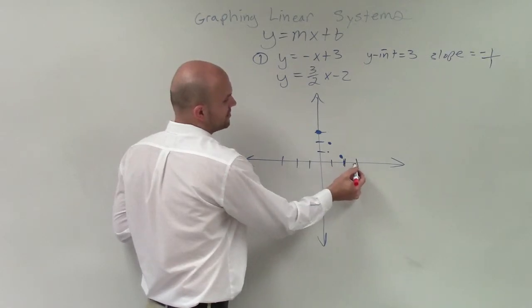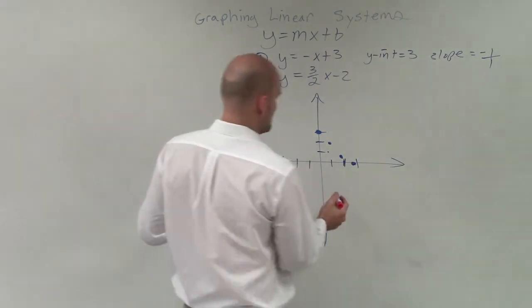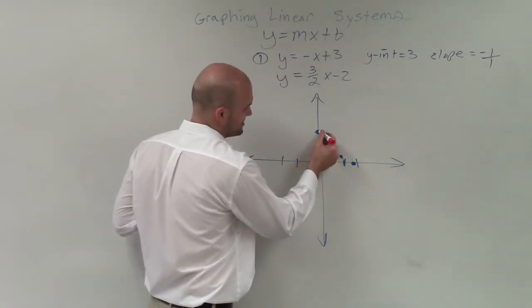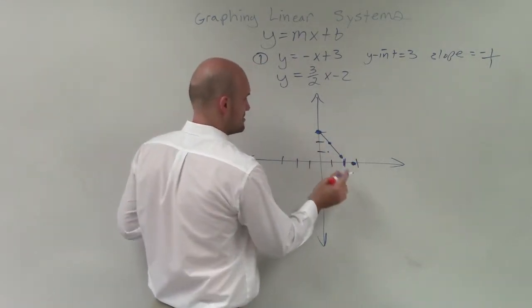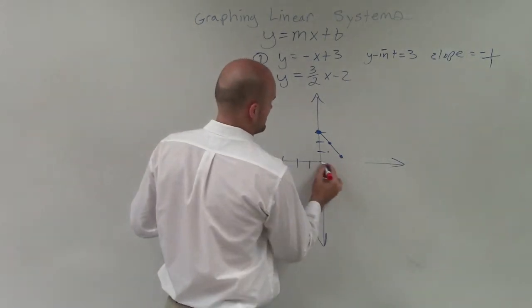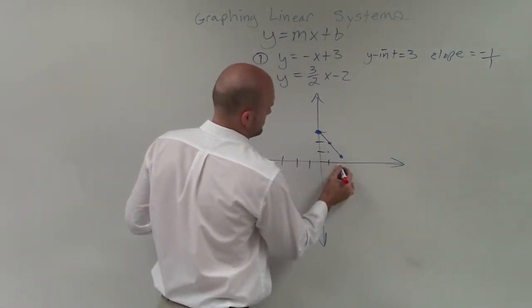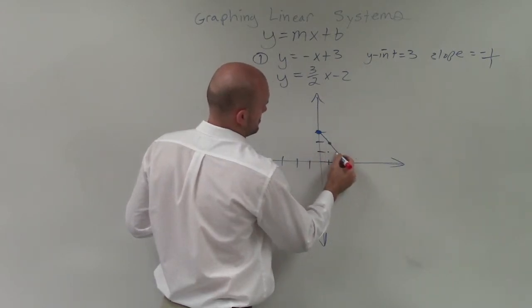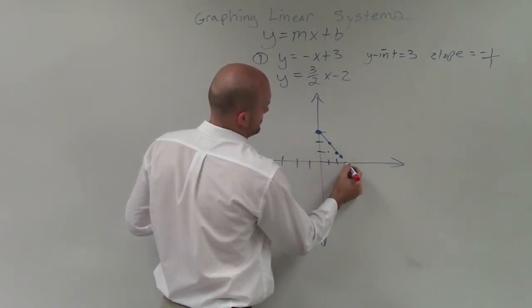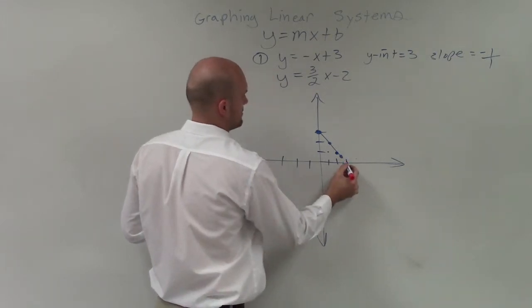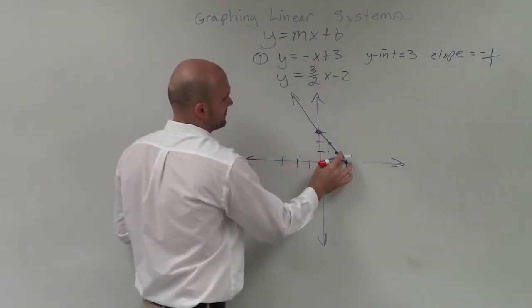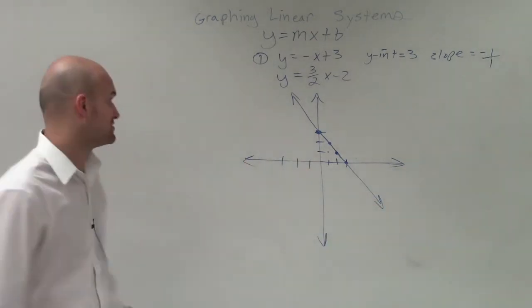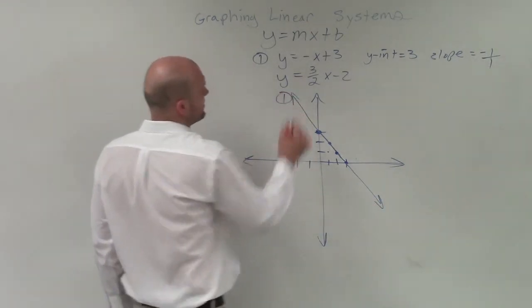Then down 1 over 1. My scaling is not really the best, my apologies. There you go. Having a little difficulty with that. Anyways, I can go ahead and graph that first equation, and I'll label this equation number 1.